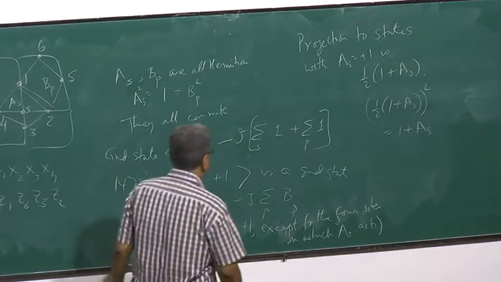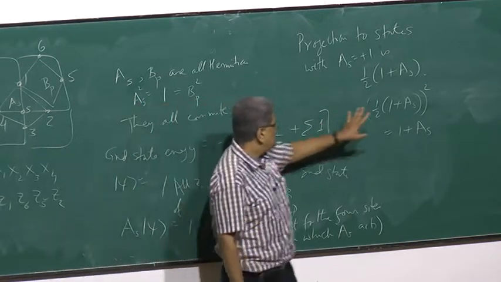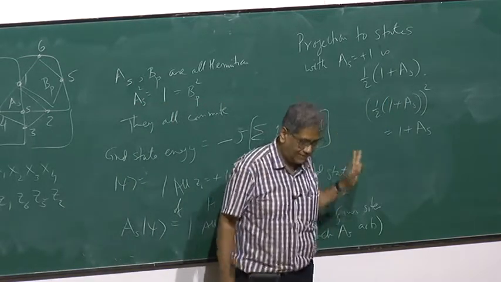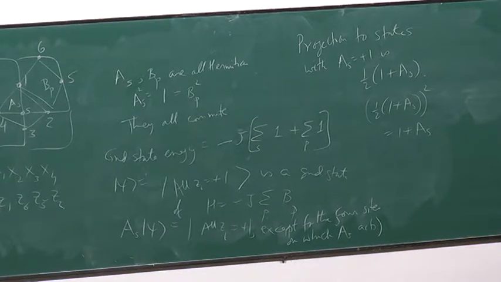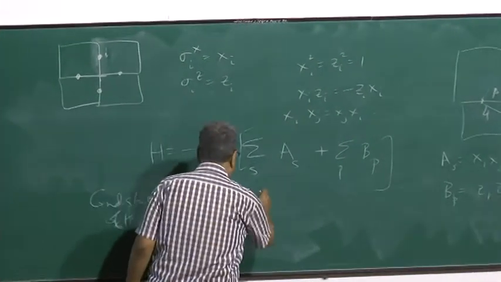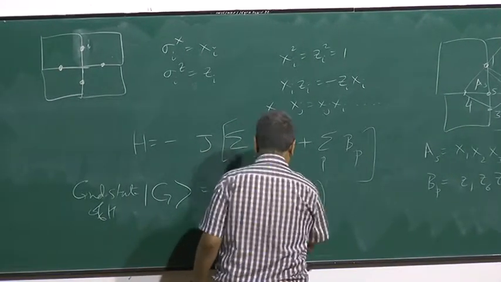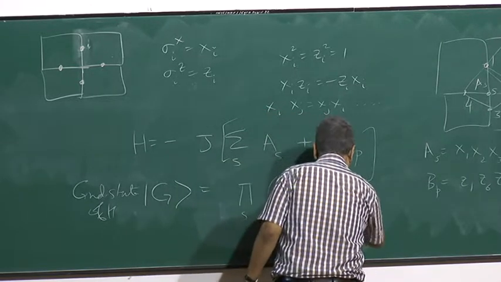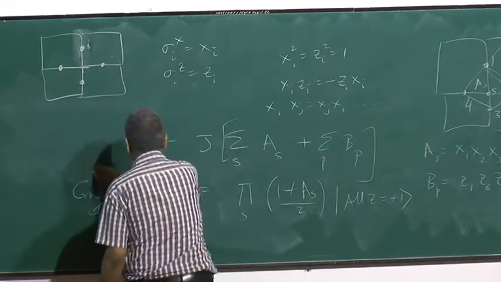Okay. So, what you do is that you take this ground state, all spins up, and then you act on it with the projection operators for all the AS's. So, the true ground state of this problem, which has all these terms, is the product over all the S's of (1 plus AS)/2, acting on the state where all Zi equal to plus 1. Okay, so that is the ground state.